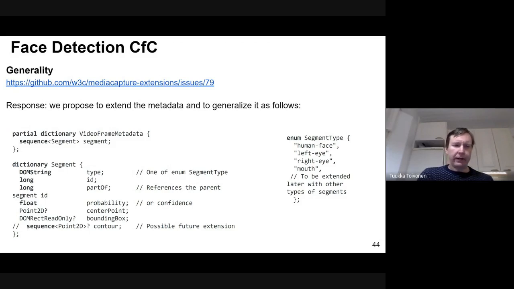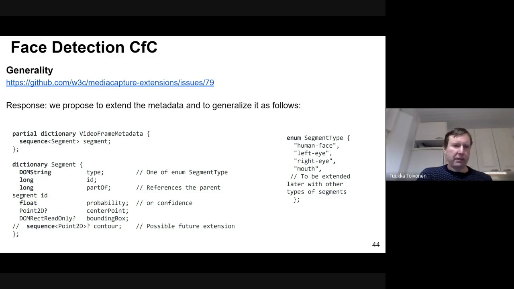Each segment can define, in this example, a center point or bounding box, or possibly a future extension could be a contour. Using these primitives, we can define several segments in images, which don't necessarily need to be faces, but could also be something else. In the dictionary segment, we have the DOMString type, and type would be one of the enum segment types. In this example, I have human face, left or right eye, or mouth.